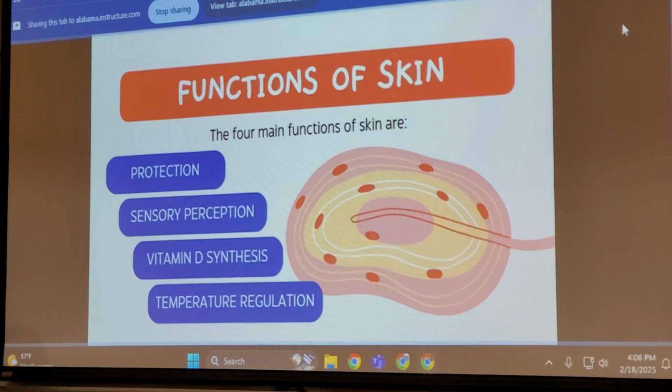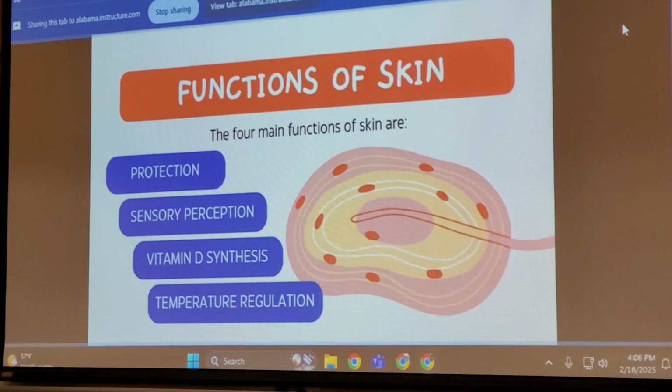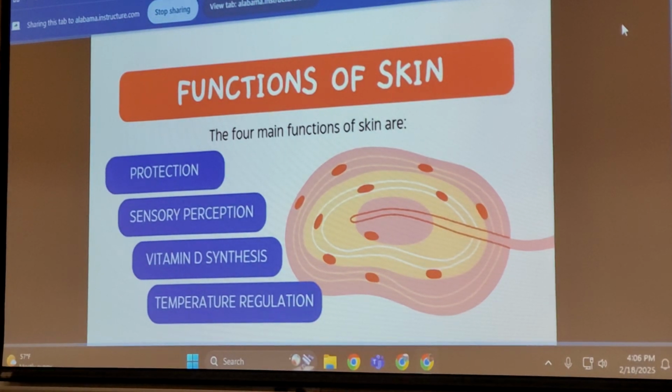We need it for vitamin D synthesis, because the most common way you get vitamin D is from sunlight, so it crosses your skin and is absorbed there. And then temperature regulation. We talked about fluid and electrolytes through that water barrier, and sweating and things like that. We can regulate through your hairs, creating goosebumps to help regulate your temperature, closing those pores off so we keep our heat inside. Questions about functions?